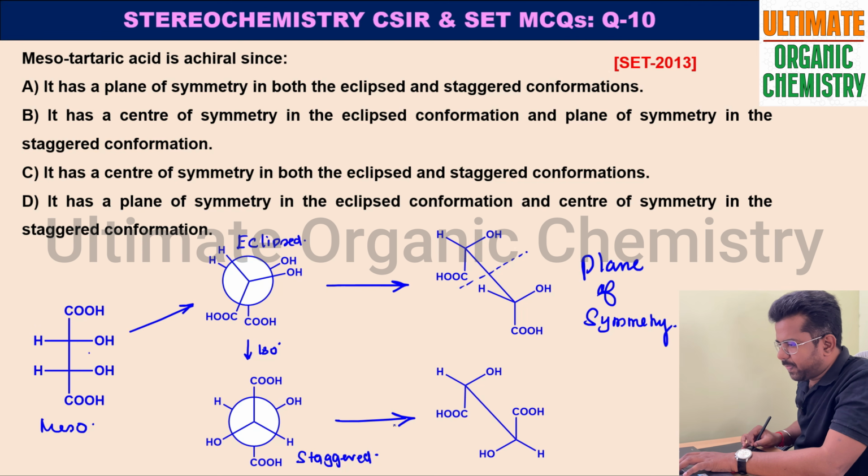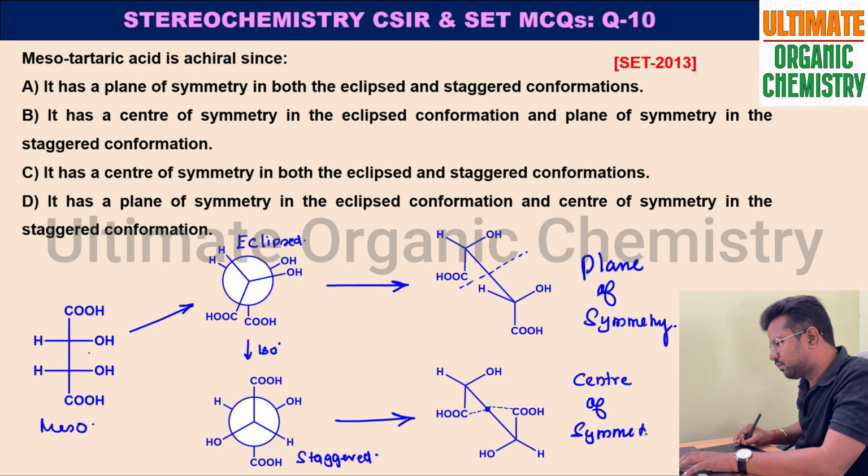In the staggered form, if you look at the molecule from the middle of the molecule and draw a line, this line is meeting a COOH group. Exactly opposite to that, you have a COOH group. So that means this compound has a center of symmetry. And you can also apply the same center of symmetry with this OH, also with the hydrogen atom.